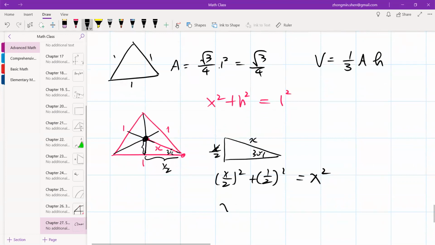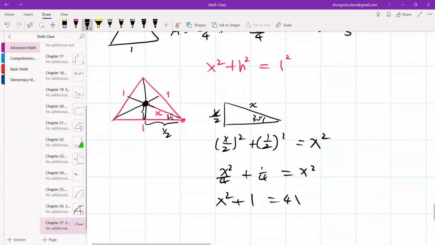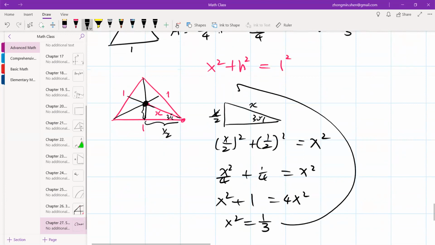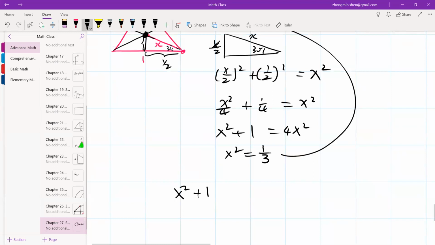So you multiply this out, it will be x squared over 4 plus 1/4 equals x squared, and multiply by 4 both sides. x squared plus 1 equals 4x squared. Then x squared equals 1/3. That's all I need, okay? Then I put it on the top. This goes to here. Okay, and you get x squared plus h squared equals 1, so 1/3 plus h squared equals 1. Then h squared equals 1 minus 1/3. It's going to be 2 over 3. Okay, 2 over 3.